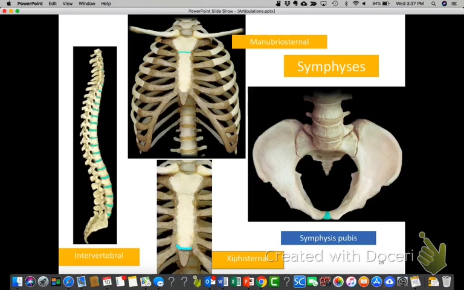Okay, so here are some pictures of the different fibrocartilaginous joints.